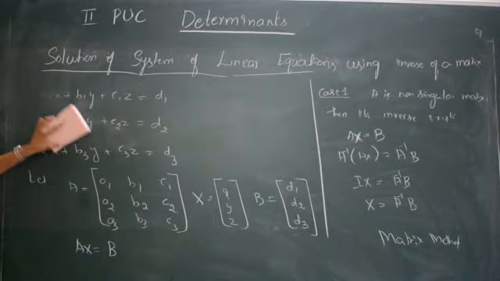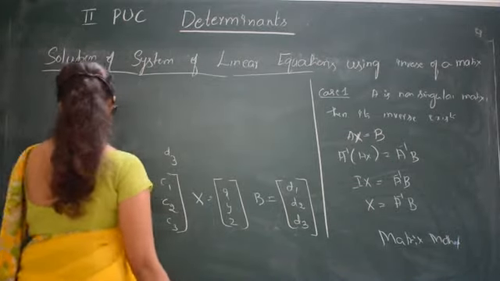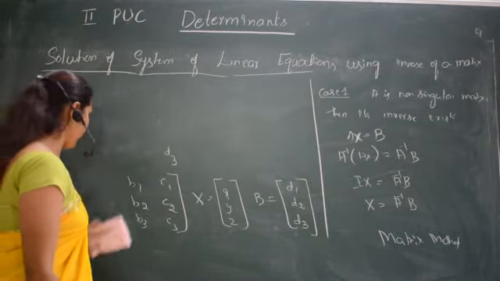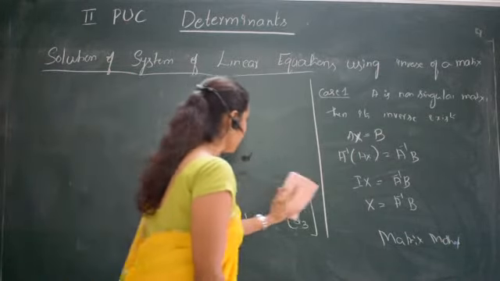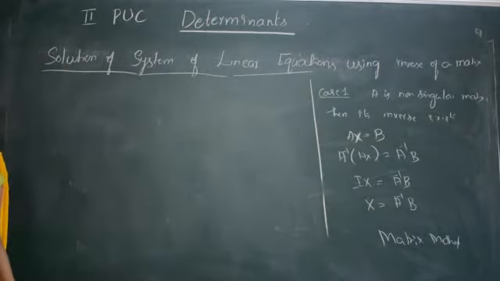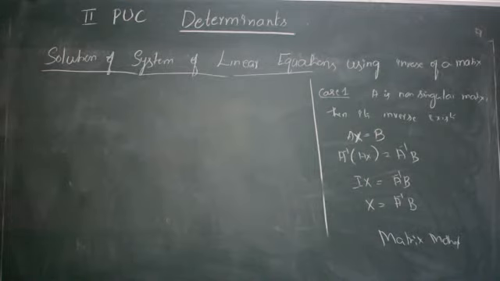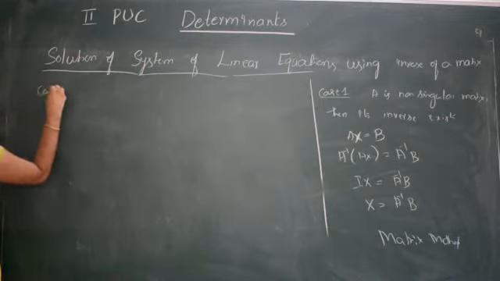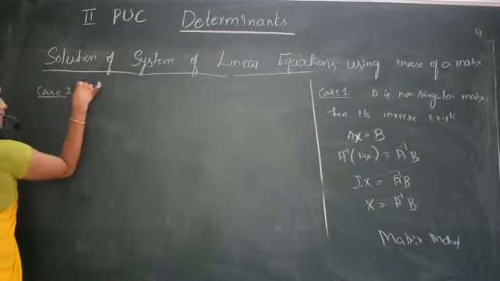Next is case 2. So one is case 1 and next is case 2. What case 2 is, we can see now. For case 1 we have considered A is a non-singular matrix. Next one is that it is a singular matrix. Case 2.